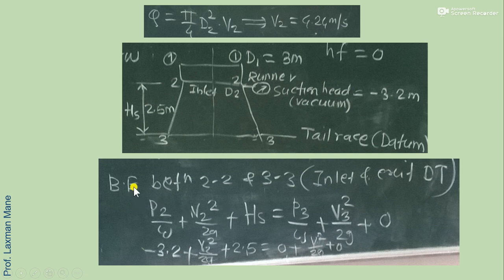Now in this case we write Bernoulli's equation between 2-2 and 3-3. But here we don't consider absolute values. So that's why here the P2 value, that is the vacuum gauge reading, minus 3.2 meter, plus V2 square by 2g, plus HS, 2.5, is given. P3 by W, we are taking this as a datum, that's why it is 0, plus V3 square by 2g, plus datum level at point 3 is 0.